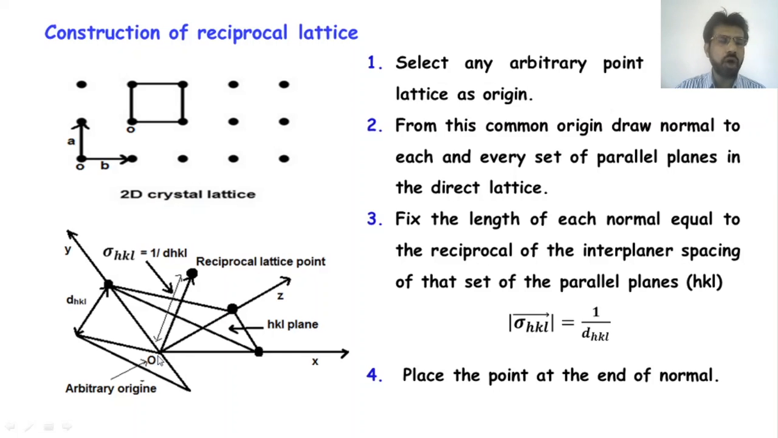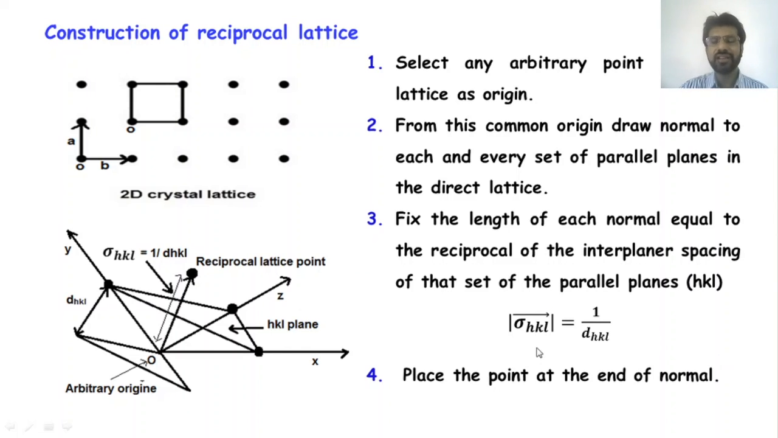Now draw the normal from the arbitrary origin O. Then fix the length of each normal equal to the reciprocal of the interplanar spacing of that set of parallel planes hkl. That means you have to terminate this normal at the point where you get the reciprocal of the distance between the two planes, and that point is known as the reciprocal lattice point.